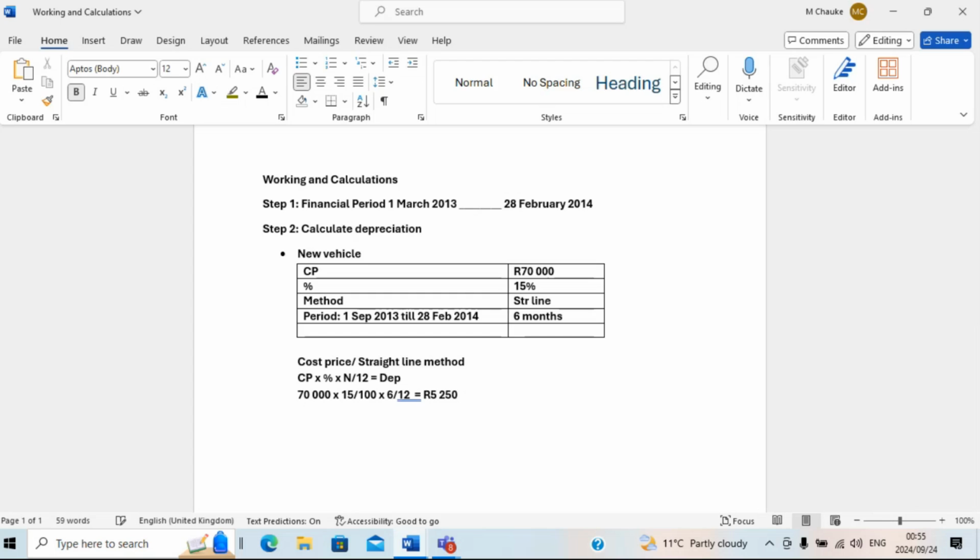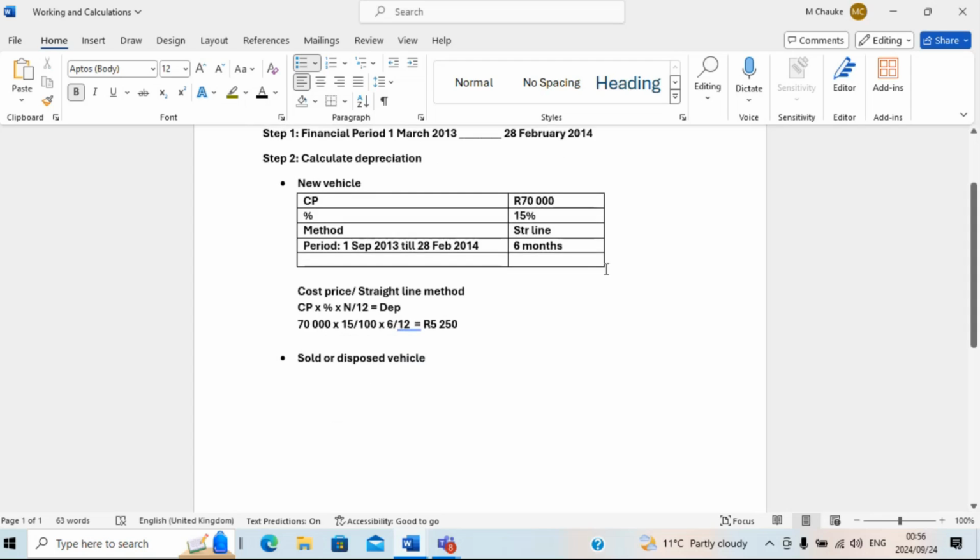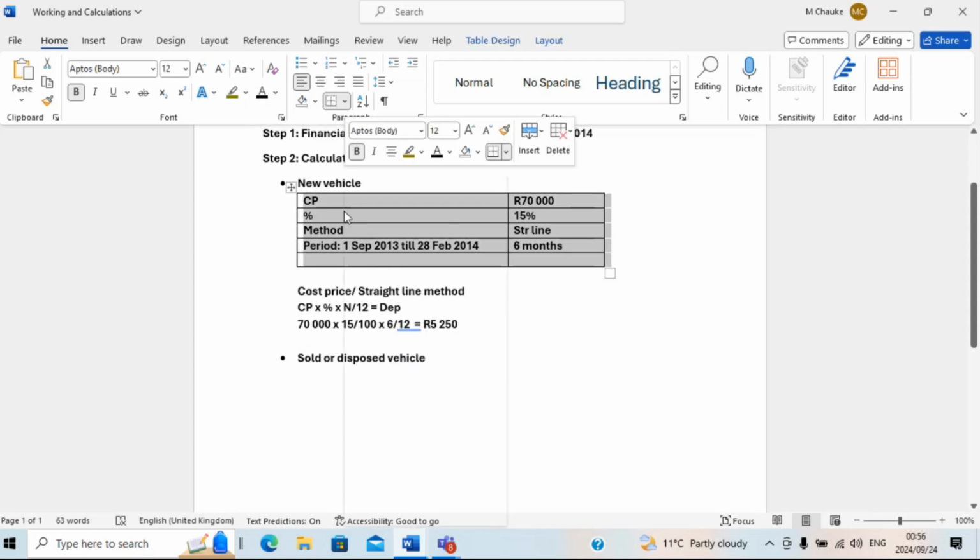And then we also have to go and calculate depreciation for the sold or disposed vehicle. We have to calculate depreciation for the disposed or sold vehicle, so we're going to have to use the same table there.